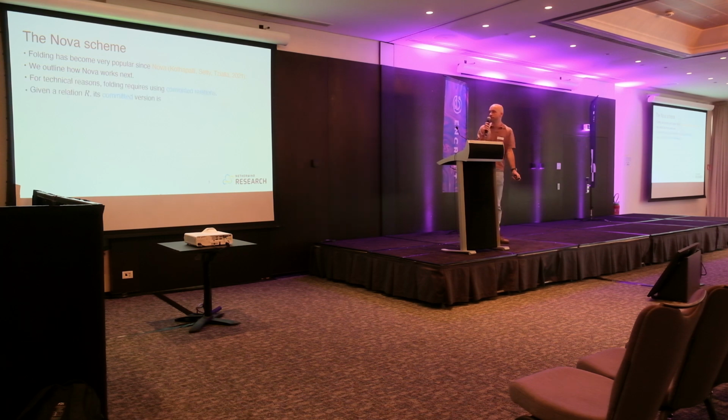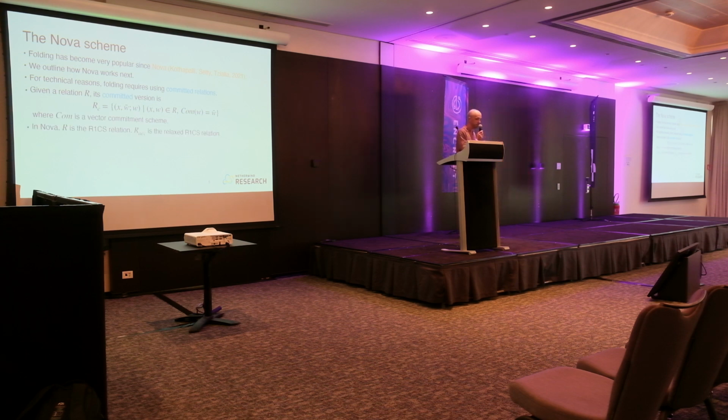For technical reasons, in folding you fold committed relations. If you have a relation R that you care about, the committed version is just the original relation, but you add a commitment to the witness. Your inputs to the committed relation are the original input, the commitment to the witness, and then the witness is just the witness. And if you want to prove that an instance is in the committed version, you just prove that the instance is in the original relation and that the witness commits to a public value.